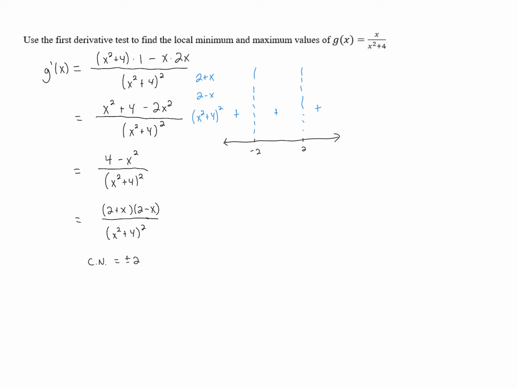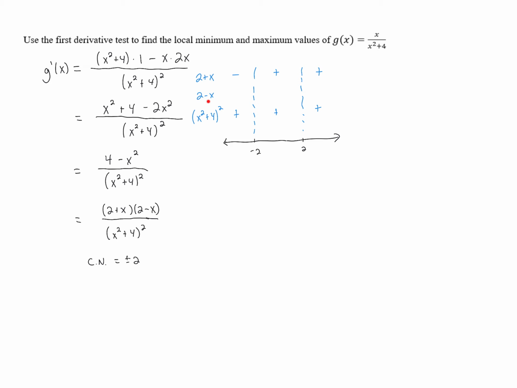And it's going to be positive to the right of that. If you're ever unsure, you can always plug in a number. 0 is a number here, and if we plug in 0, it's going to be positive. 3 is a number here. If we plug in 3, it's going to be positive. And negative 3 is a number in this interval. If we plug in negative 3, it's going to be negative. So we can see that.